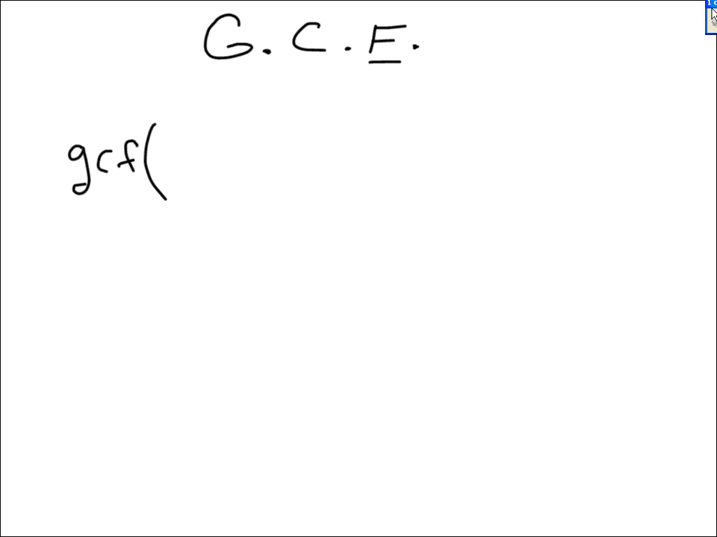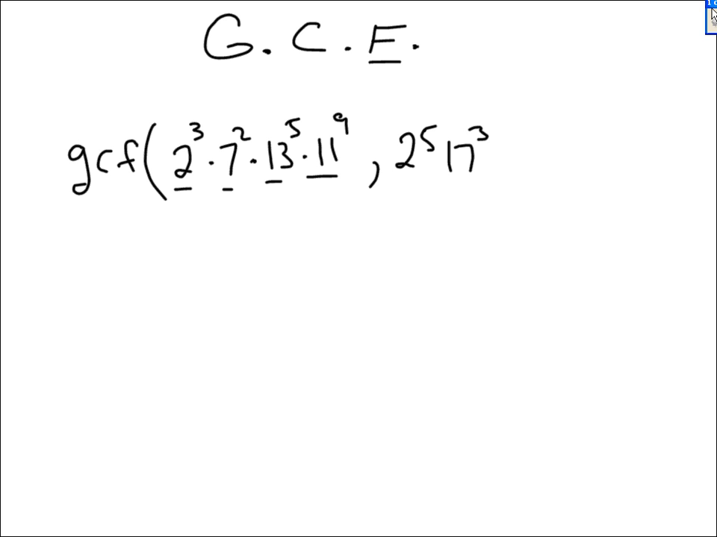Suppose I gave you the prime factorization. I told you the first number is 2 cubed times 7 squared times 13 to the 5th times 11 to the 9th. These all should be prime numbers, and they are. Find the GCF of that number and 2 to the 5th, 17 to the 3rd, times 13 to the 9th, times 29 to the 11th. If it's given to you that way, you just have to find the like bases.